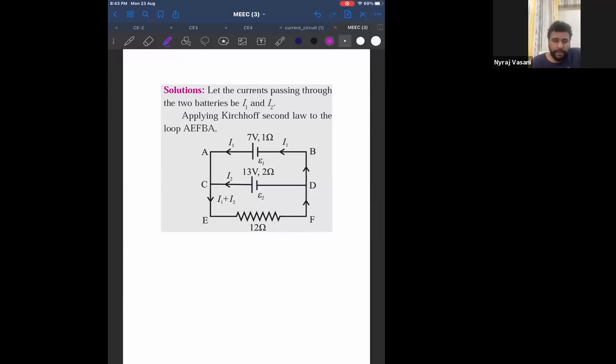Second law: if we encounter the positive terminal of a battery, the sign taken is negative. Can you write the vice versa of it? If we encounter the negative terminal of a battery, the sign taken is positive, right?